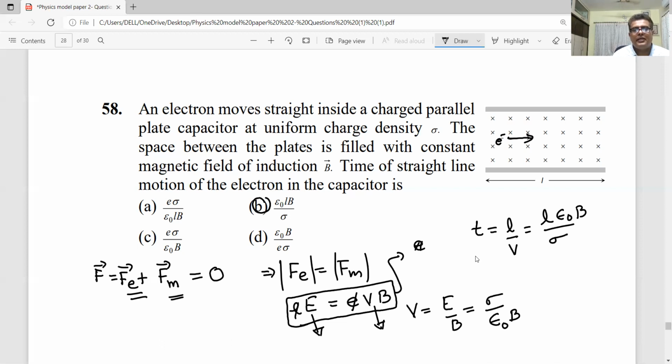I hope you are clear on this one. E is equal to vB. Similarly, you have seen in the velocity selector a similar expression coming, and the velocity we got is E by B. But here the electric field is sigma by epsilon naught. We know it.